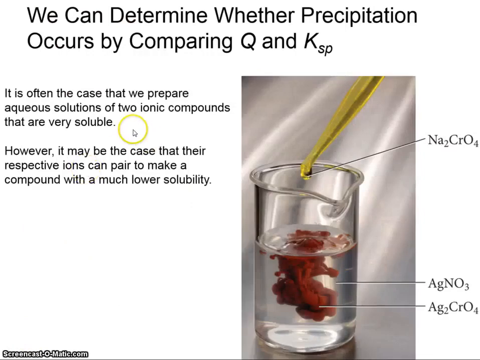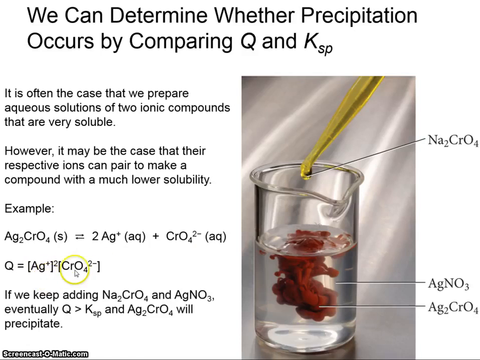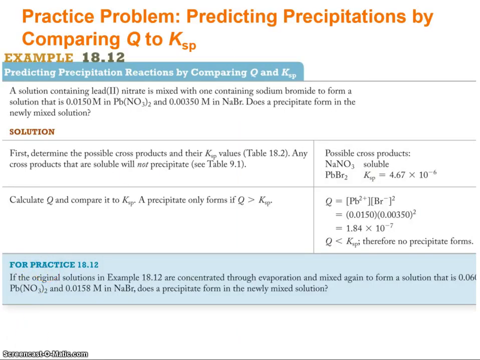It's often the case that we can prepare aqueous solutions of two ionic compounds that are very soluble, but we may be able to make ion pairs to make a compound with a much lower solubility. So, for example, silver chromate is going to dissociate into Ag plus and chromate. We're going to check the Q. If we keep adding sodium chromate and AgNO3, we will eventually have Q bigger than K, and silver chromate will precipitate.